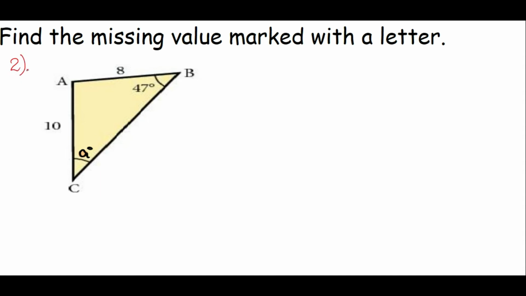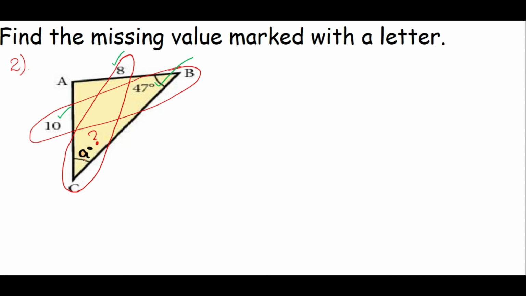Moving on to question 2. Here the missing value is the letter A, which is an angle. Following the previous steps, looking for the angle and opposite side pair, you have three parameters known, so we can apply the sine rule to find the missing angle A. Here I will take sine A over the side opposite to it, which is 8, equal to sine of the angle 47 over 10.